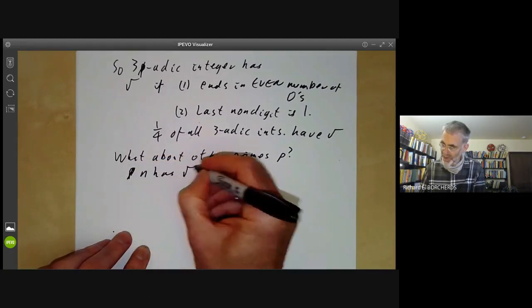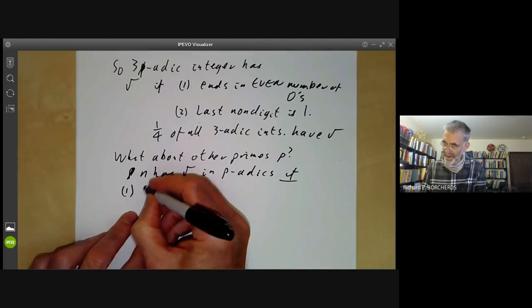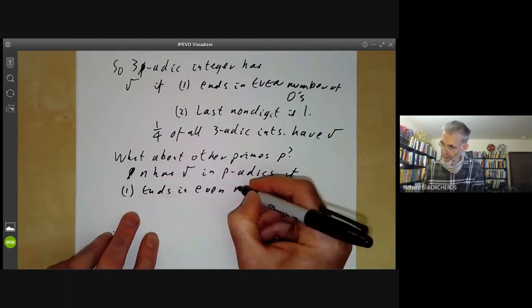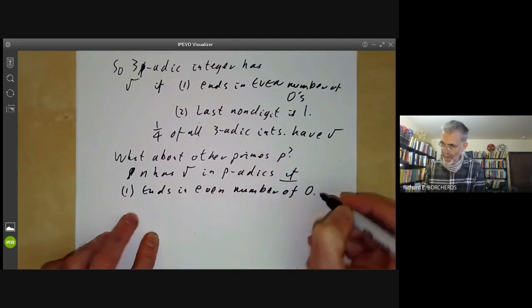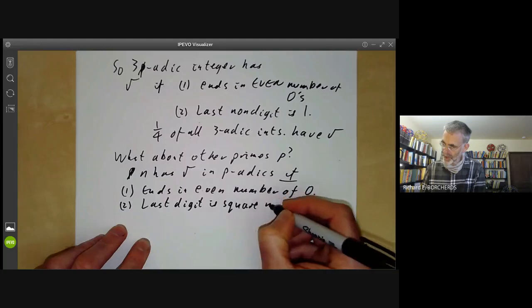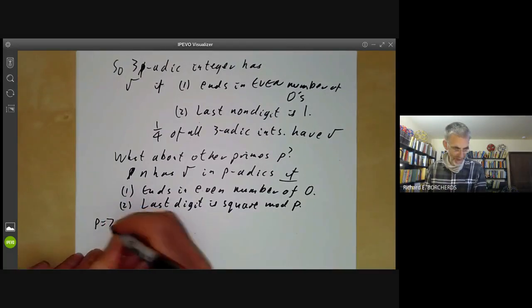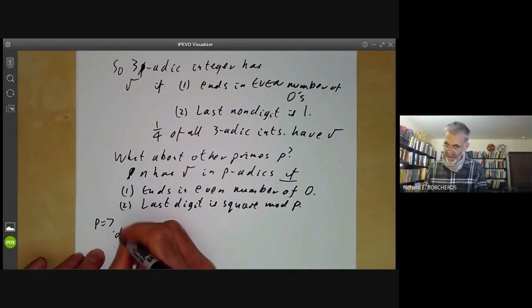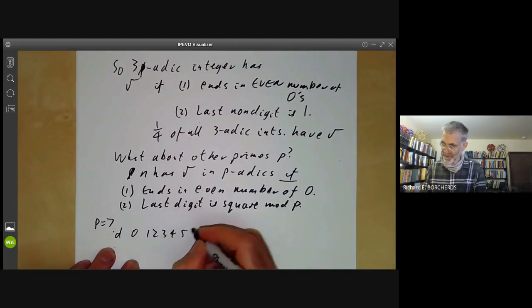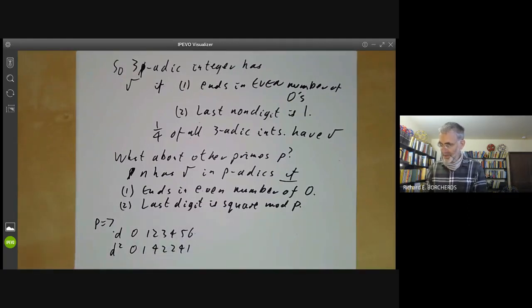N has a square root in the p-adics if, first of all, it ends in an even number of zeros, and secondly the last digit is a square mod p, because if it's a square mod p, we can take its square root to get the first digit and carry on. For example, let's see what happens if p equals 7. If you take the last digit to be 0, 1, 2, 3, 4, 5, or 6 and square it, you get 0, 1, 4, 2, 2, 4, 1. So the possible last digits for squares mod 7 are 1, 4, and 2. And you see this is again half the possible nonzero digits modulo 7.